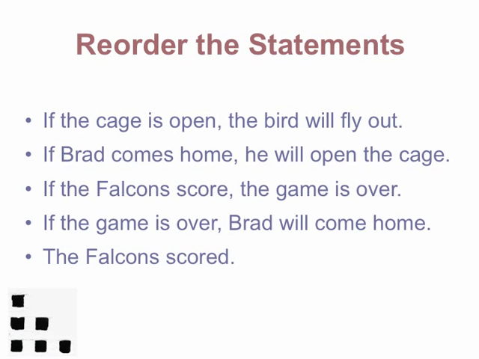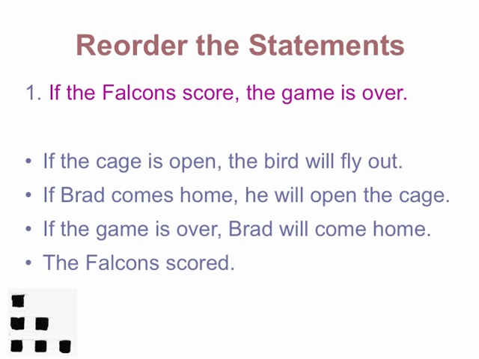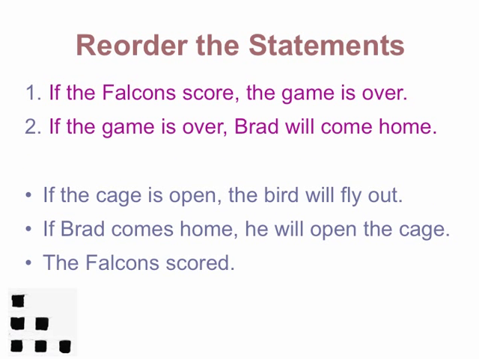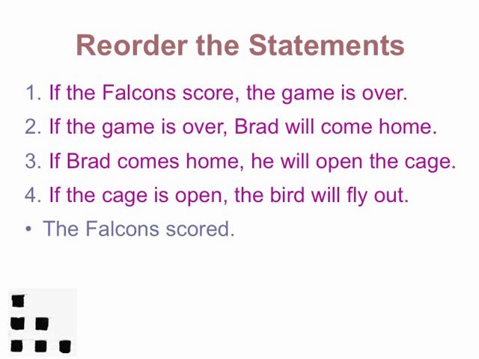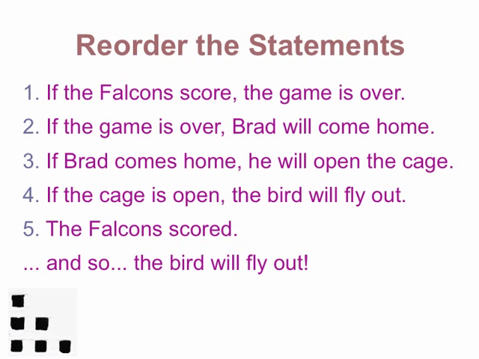Let's activate the lesson by having you take a peek at all of these conditional statements and reorder them in a way that makes sense. Statement number 1 should be, if the Falcons score, the game is over. Statement 2, if the game is over, Brad will come home. Number 3, if Brad comes home, he will open the cage. Number 4, if the cage is open, the bird will fly out. And finally, the Falcons scored. So in conclusion, we can ultimately say, if the Falcons score, the bird will fly out of its cage.